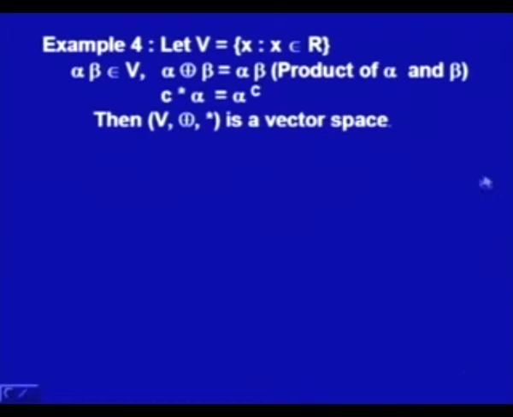Now, these are some of the examples which we are aware of, they are simple examples. But let us take an example which is slightly different than what we had so far. We define a vector space V consisting of all real numbers belonging to R, and here I am defining the addition of two vectors in a different manner.